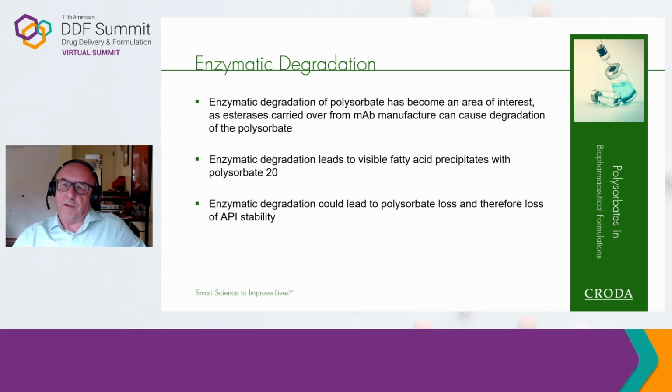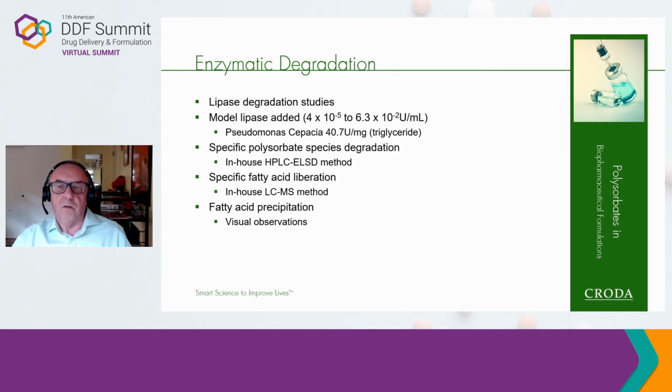Enzymatic degradation of polysorbate has become an area of interest as esterases carried over from monoclonal antibody manufacture can cause degradation of the polysorbate. Enzymatic degradation leads to visible fatty acid precipitates with polysorbate 20, and this degradation can lead to polysorbate loss and therefore loss of API stability and formulation stability. So we've done our own in-house studies using model lipases and our own polysorbates. This lipase is known to be preferentially degrading higher esters, but others can target lower esters instead. We've done similar complementary studies in this area too.